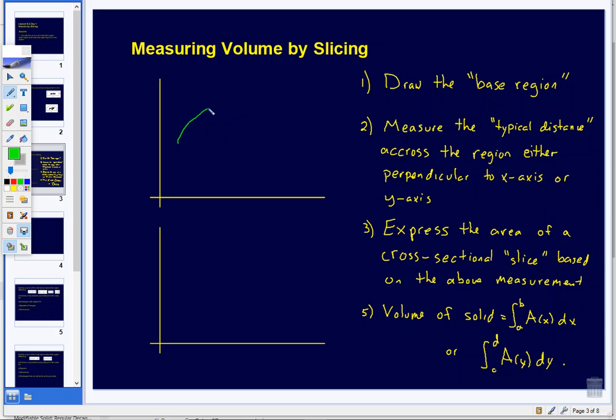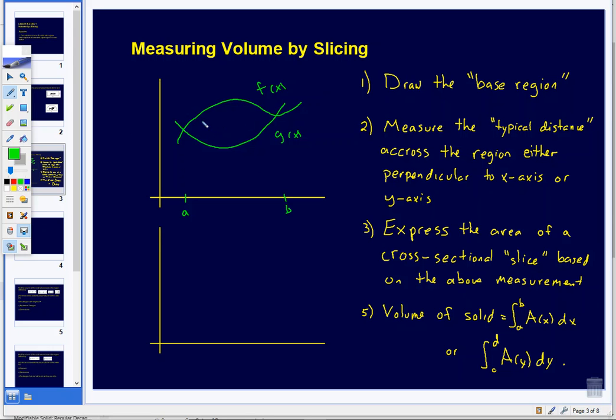So maybe there's a curve here, we'll call that function f of x, and maybe there's another function g of x coming along down here. We're going to call this intersection point A, this intersection point B. And then usually it'll say that region is going to be the base of a solid, and then it's going to tell you what direction to make your slices.